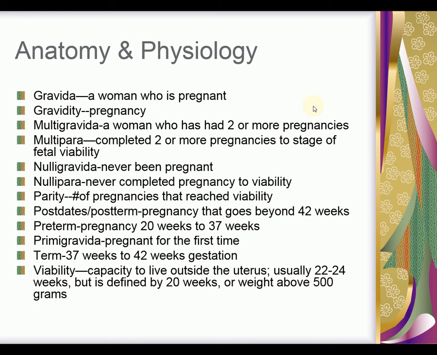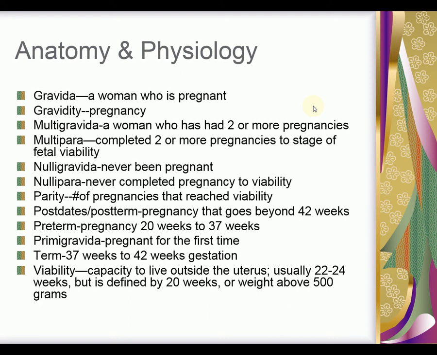Post dates are 42 weeks and beyond. Preterm is before 37 weeks, but after 20 weeks. They cannot be considered preterm until they've reached the age of viability. Primigravida is the patient who's been pregnant for the first time.